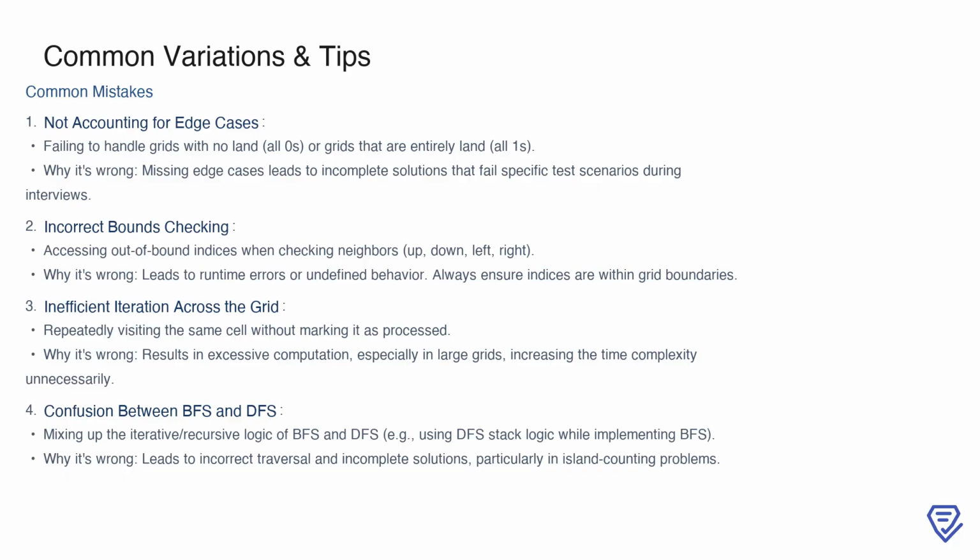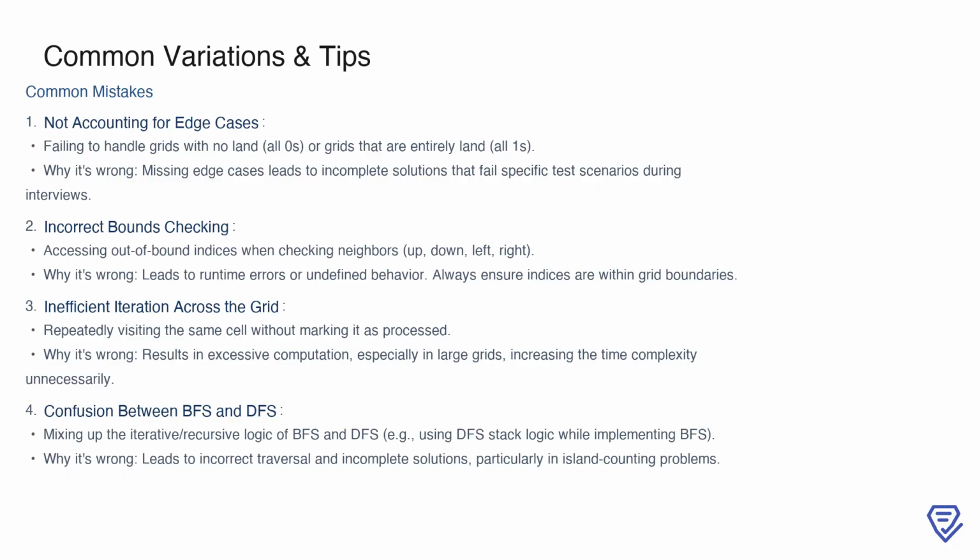Next, incorrect bounds checking is another frequent issue. When checking a cell's neighbors, whether it's up, down, left, or right, you must ensure that you're staying within the grid's boundaries. Failing to do so can result in runtime errors or undefined behavior, which is something you definitely want to avoid.